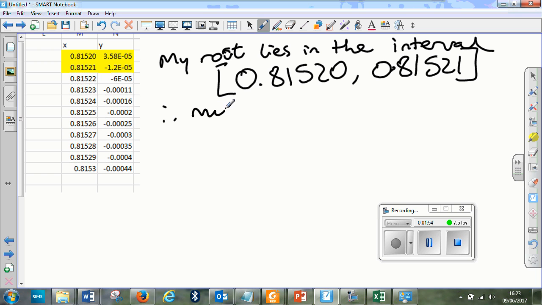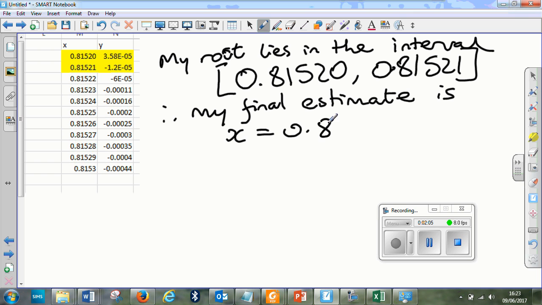Therefore my final estimate is x equals 0.815205, that's halfway between that interval, and then it's that plus or minus half the distance between these two numbers, which is going to be 0.000005.